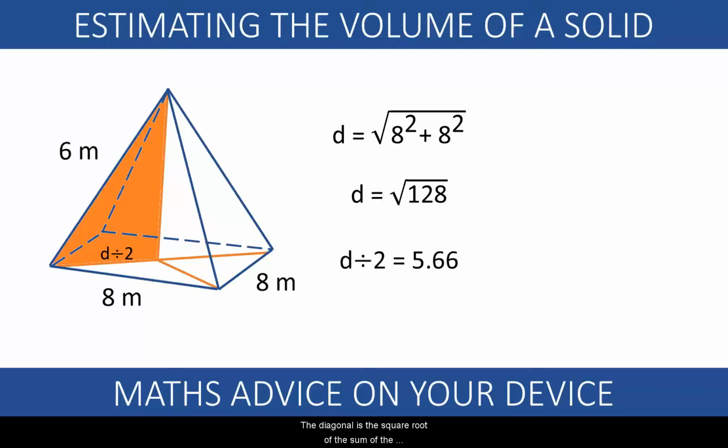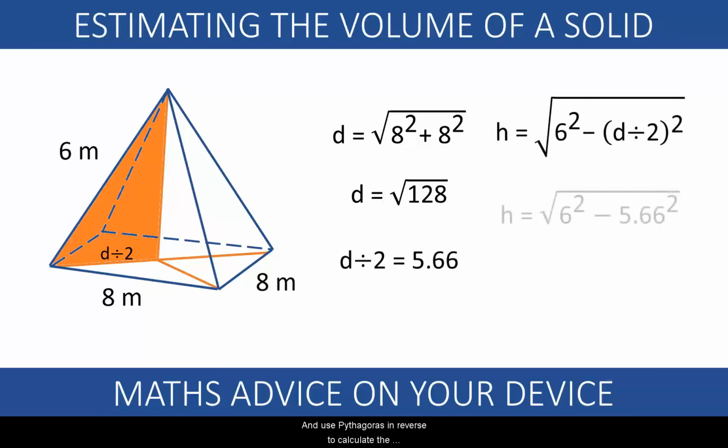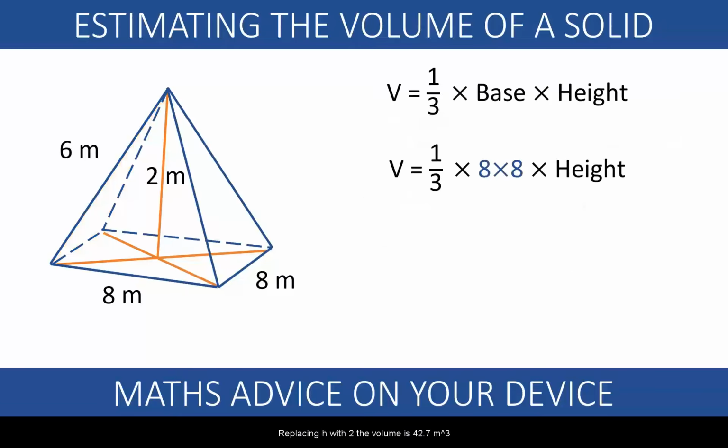So now you have it, and use Pythagoras in reverse to calculate the height as one of the short sides. H is the square root of 6 squared minus 5.66 squared. H is 2 meters. Replacing H with 2, the volume is 42.7 meter cube.